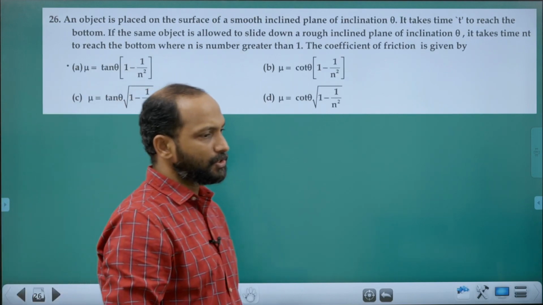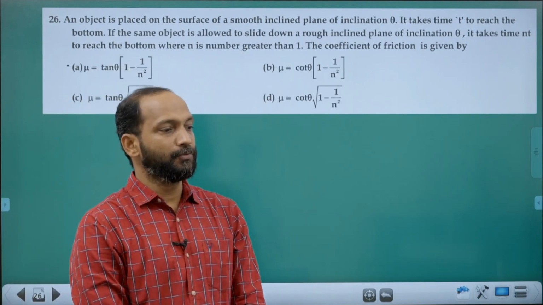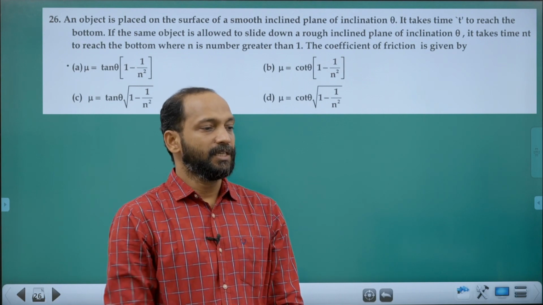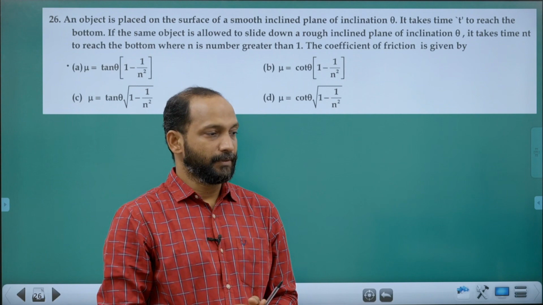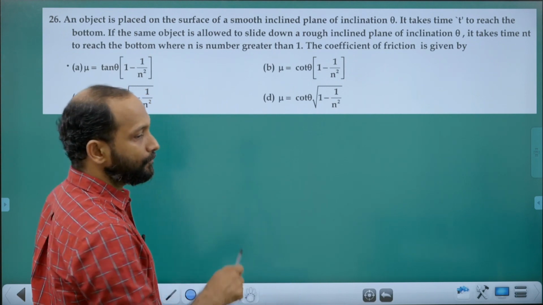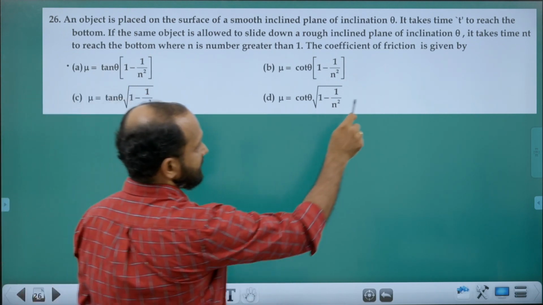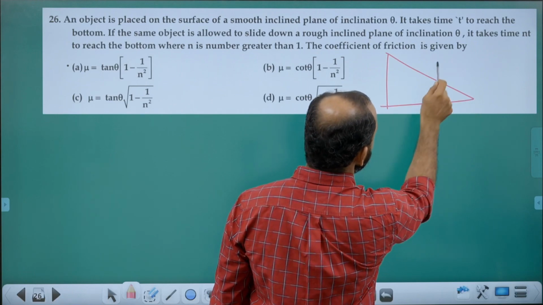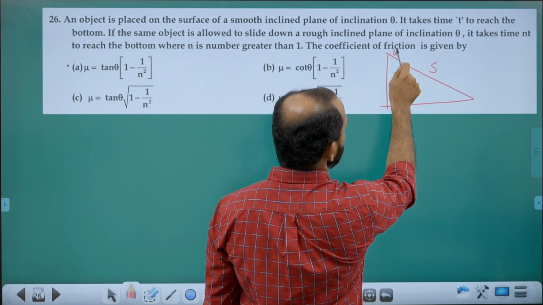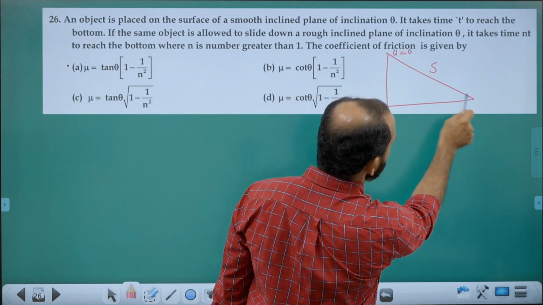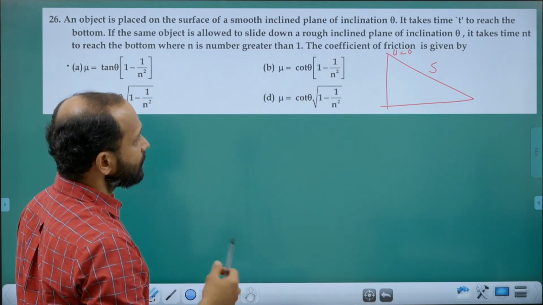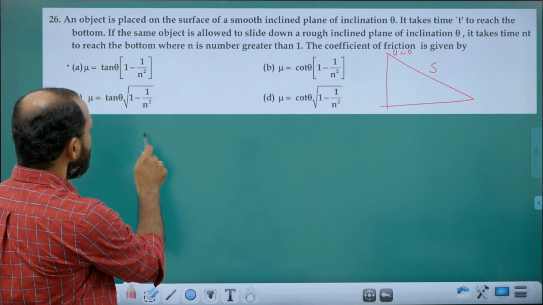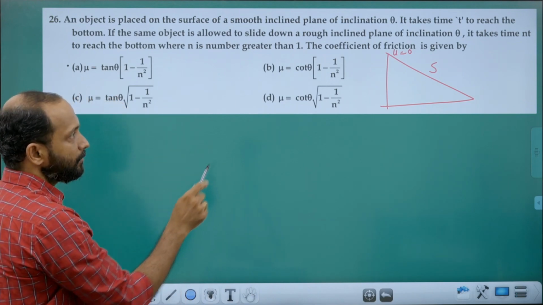An object placed on the surface of a smooth inclined plane of inclination theta takes t seconds to reach the bottom. Let the length of that inclined plane be s. Starting from rest, it comes down and travels over this distance. Then as the acceleration is a constant, we can use the kinematic equation s = ut + half at square, but u is 0.